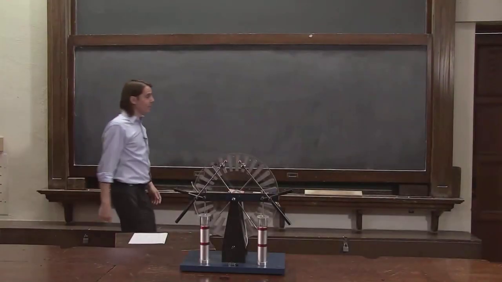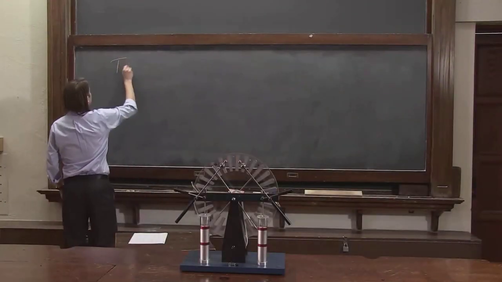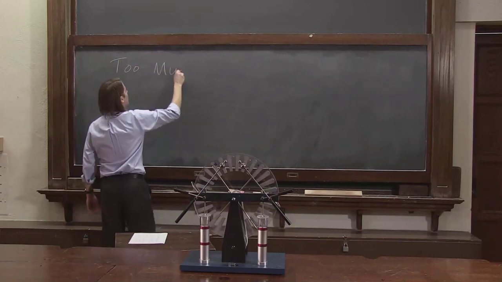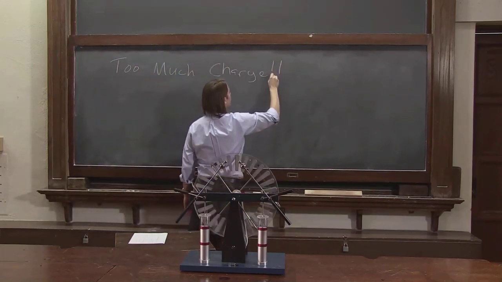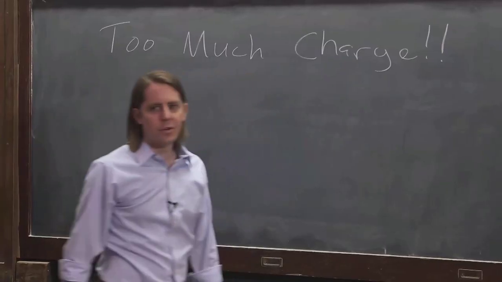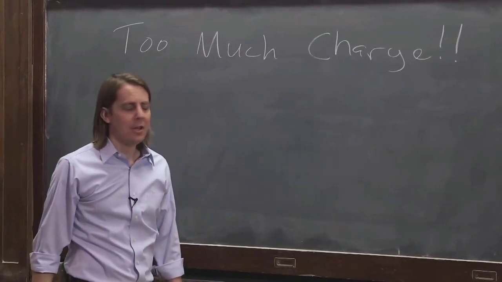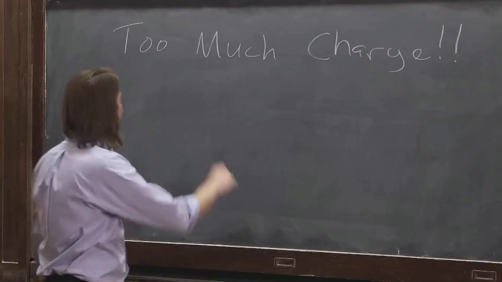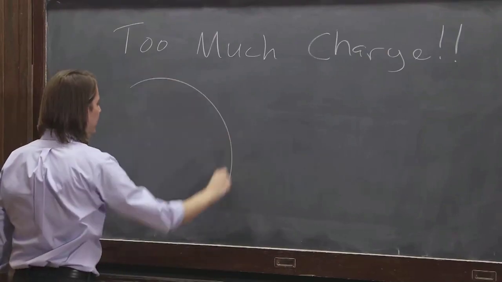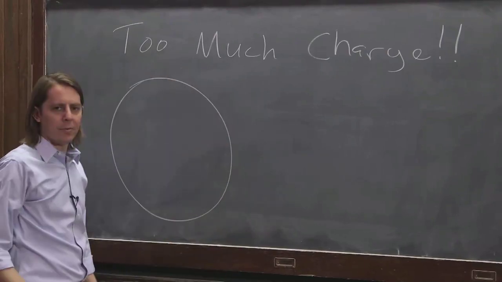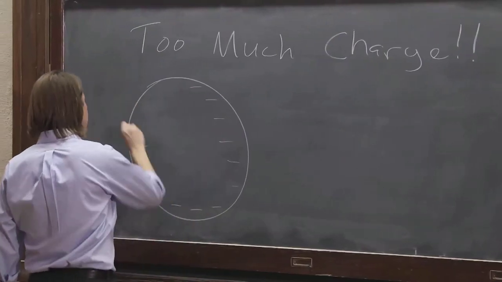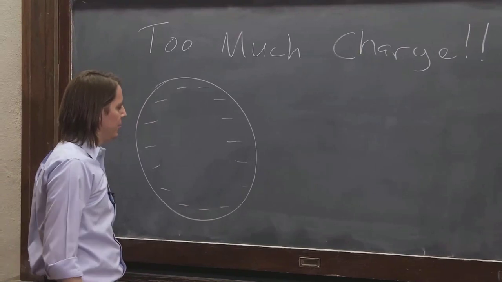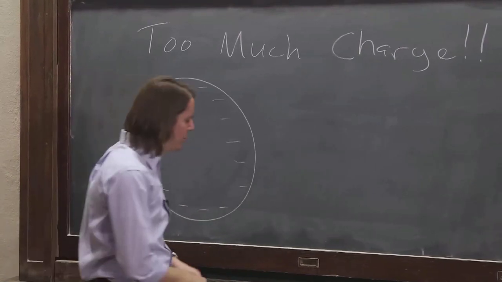Our final topic is what happens when you have too much charge. You can't charge something up forever. Eventually, something is going to give. So let's imagine we have just a curved conductor, and we put some charge on it. But we're not happy. Let's put more charge on it. Let's put a huge amount of charge.